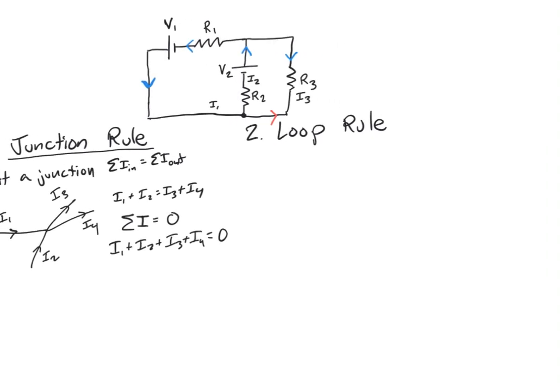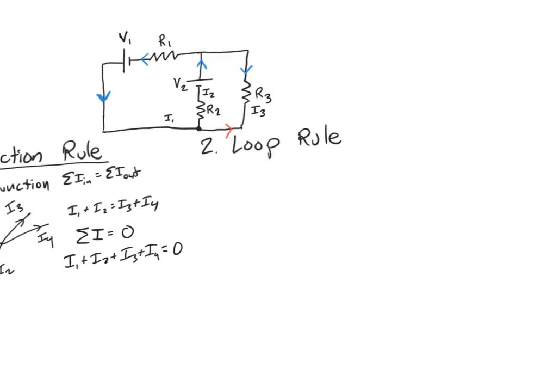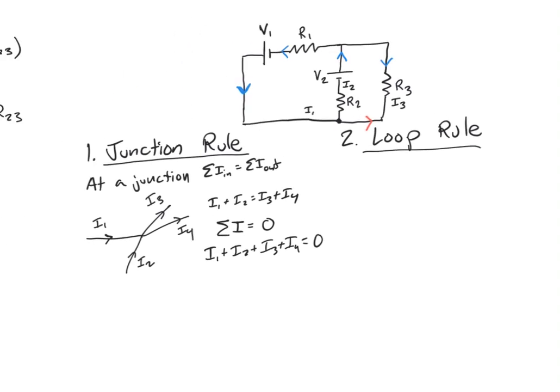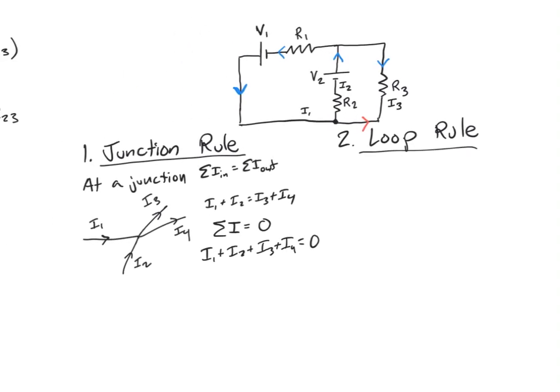The loop rule is a bit more complicated, but on the other hand, it's where most of the magic actually happens. It's what allows us to really figure out what's going on, although we do actually need both of them. So here's what we're going to do. The loop rule is really nothing other than a statement of conservation of energy, just like the junction rule is really a statement of conservation of charge.